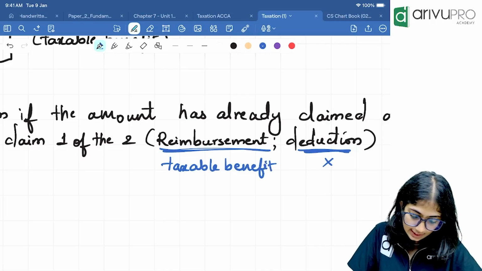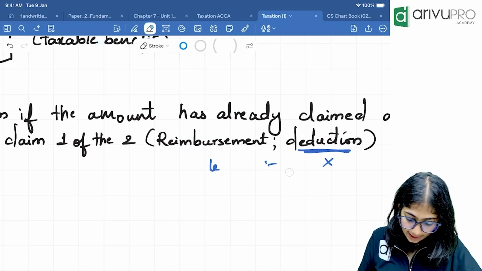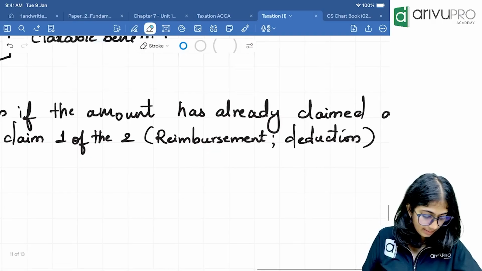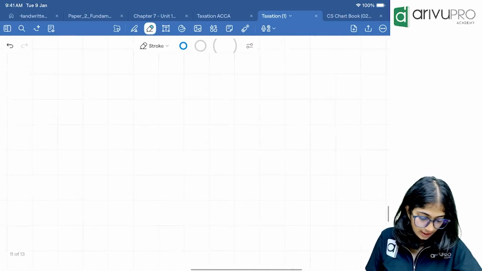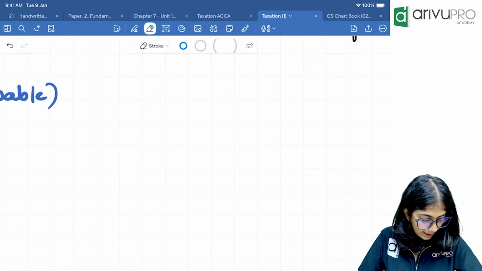Alright, so this is the essential rule when it comes to reimbursement. Okay? What next?